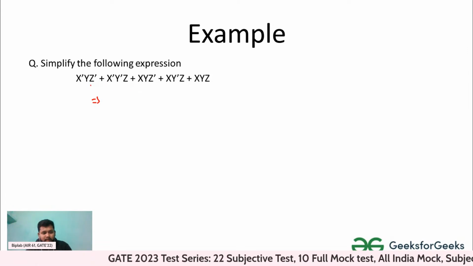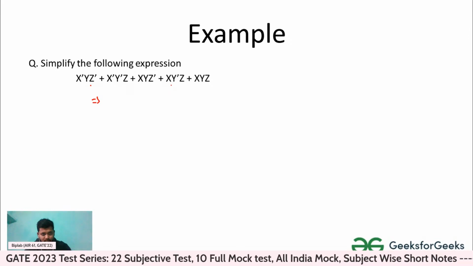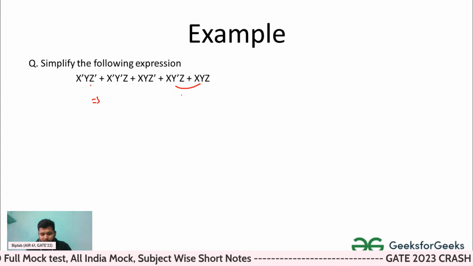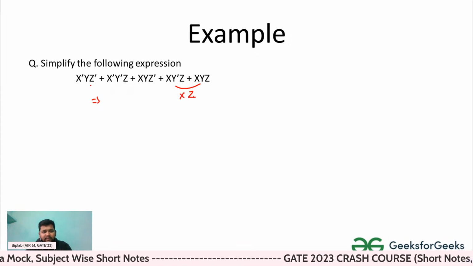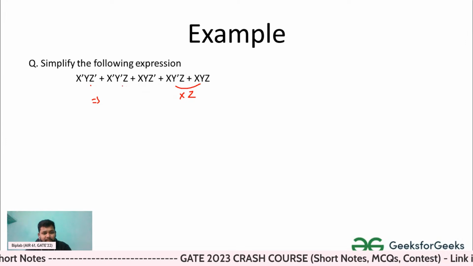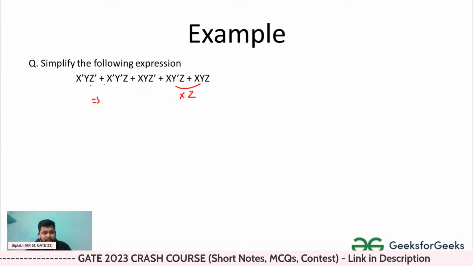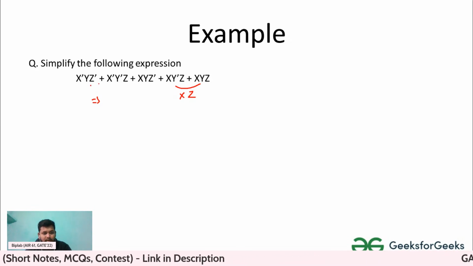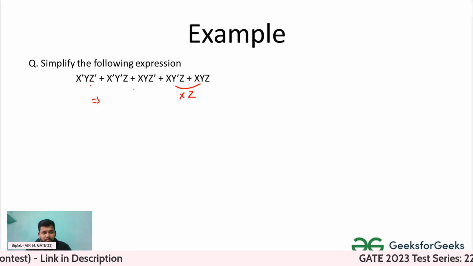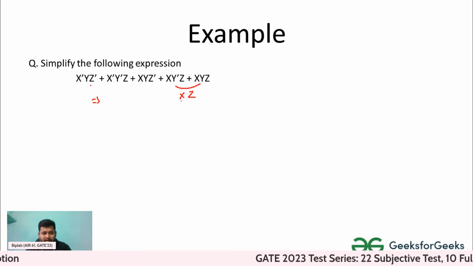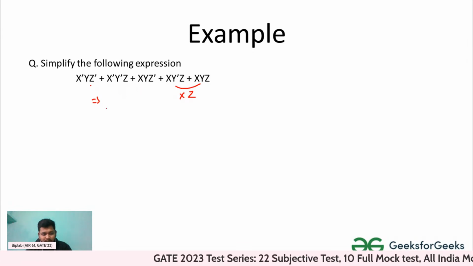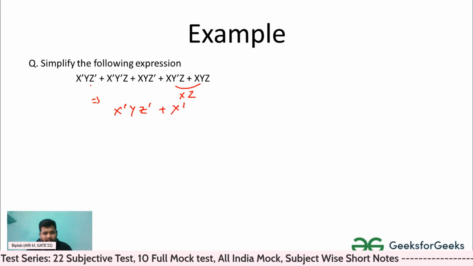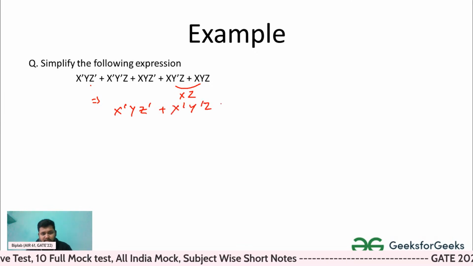Now here I can take common from here. So what will be left? xz. Again, if you have xz here, can you go forward with anything? You have this till now. Any suggestion?